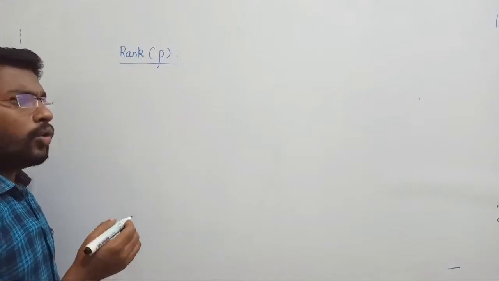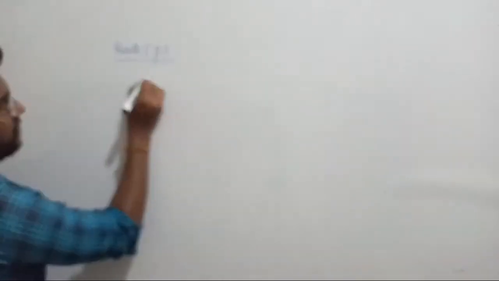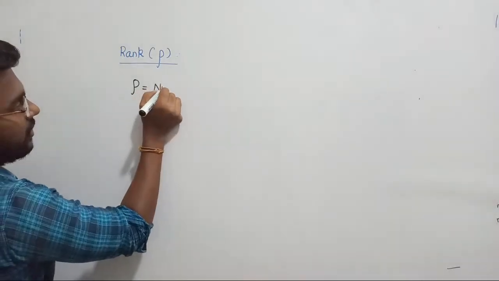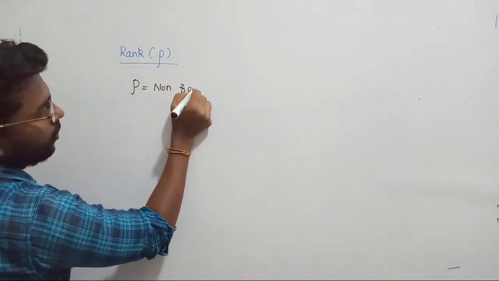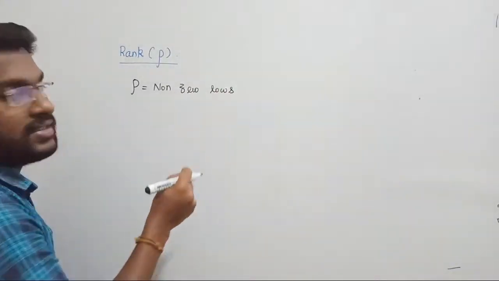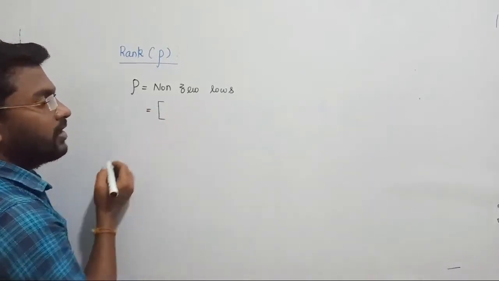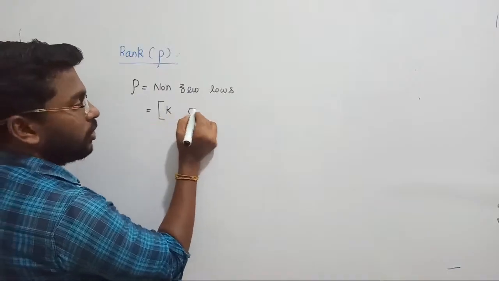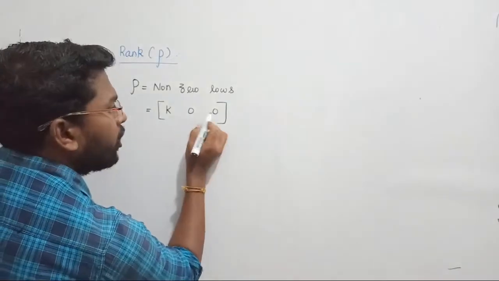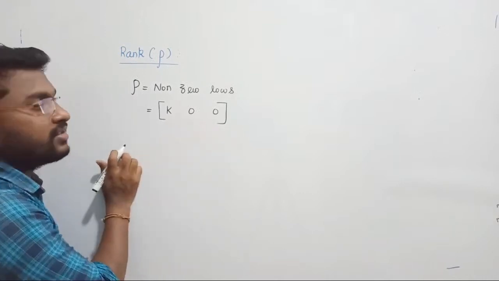Does non-zero row mean that all the values in a row must be non-zero? No, not like that. Listen, let me explain. The rank of a matrix is equal to the number of non-zero rows. It does not mean that all the elements of the selected row are non-zero. Consider a row k 0 0. This row is called a non-zero row, because out of 3 elements, 2 are 0 and 1 is not equal to 0. So this entire row is called a non-zero row.